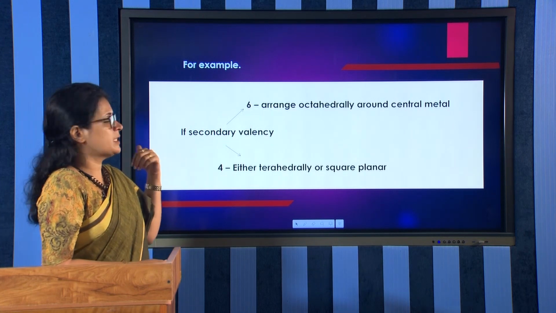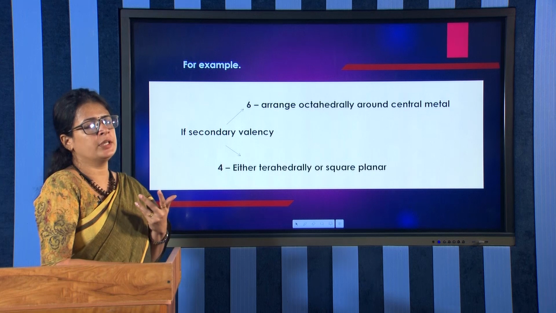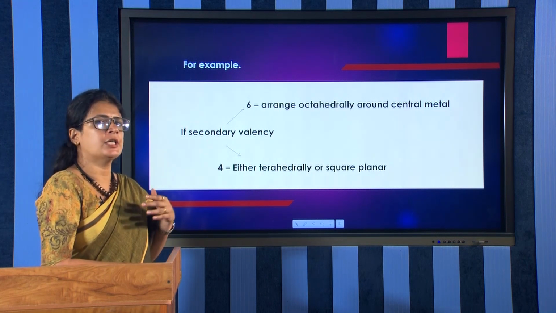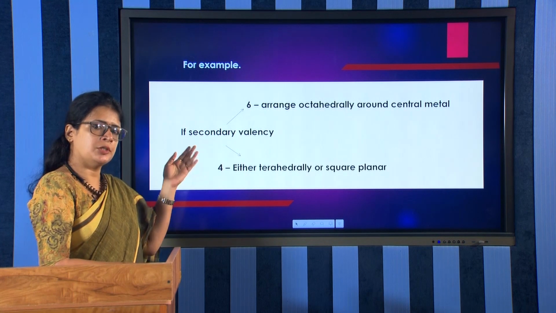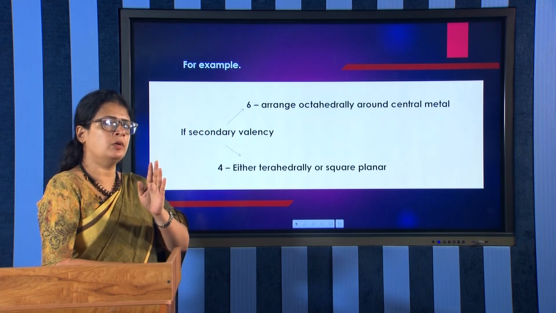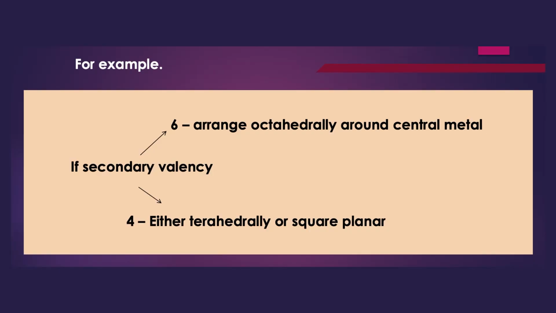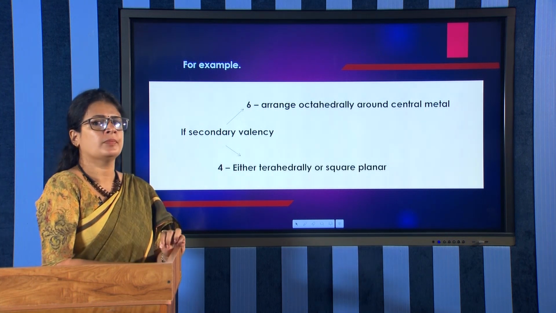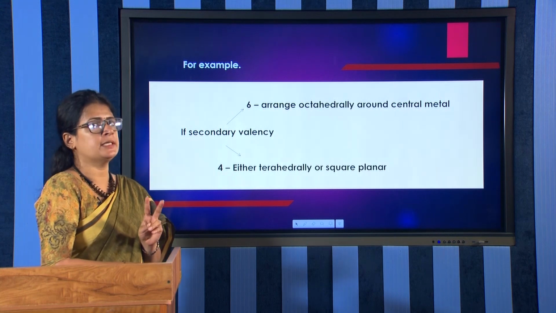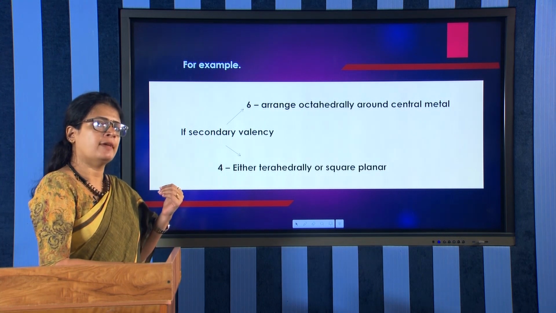In coordination chemistry, we usually deal with coordination numbers 4 and 6. If the coordination number or secondary valency is 6, the ligands will be arranged octahedrally around the central metal atom. If it is 4, it can be either tetrahedral or square planar. Two possibilities are there for coordination number or secondary valency 4.